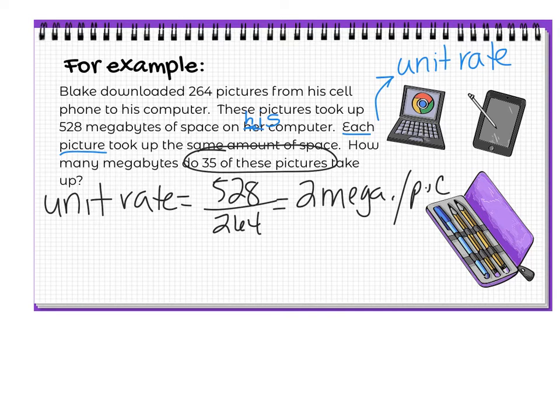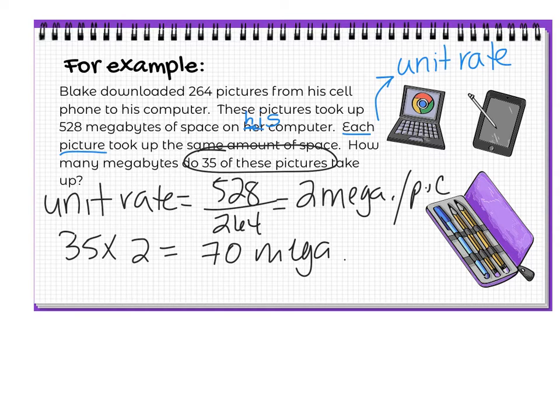Okay, so 35 pictures times 2 megabytes per picture will give me 70 megabytes. Okay, so that's option 1. Okay, option 2, because sometimes it's not clear, in my opinion, it's not clear, oh, it's each, so I'll just find the unit rate. So number 2 is to do the proportion.